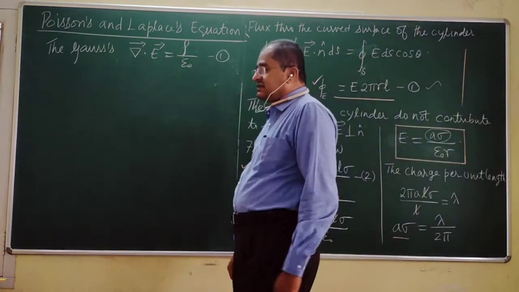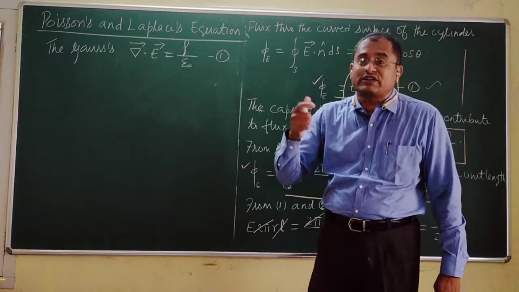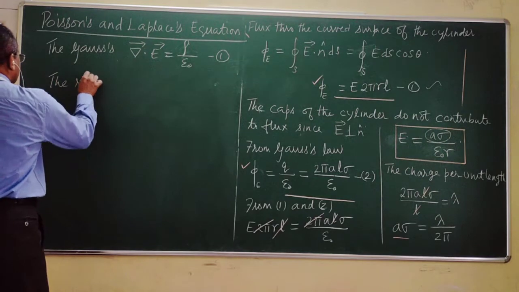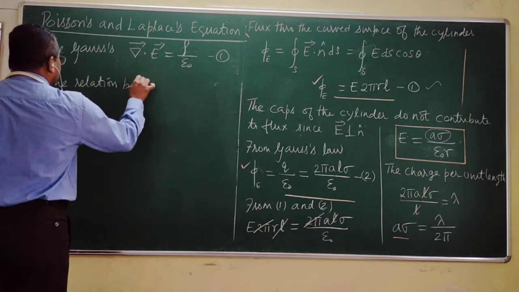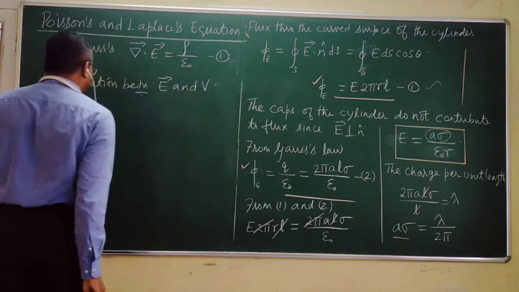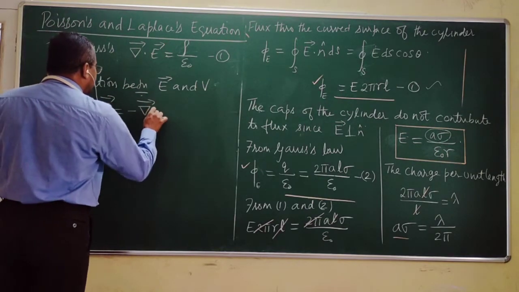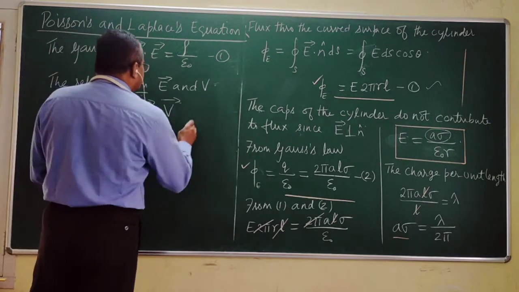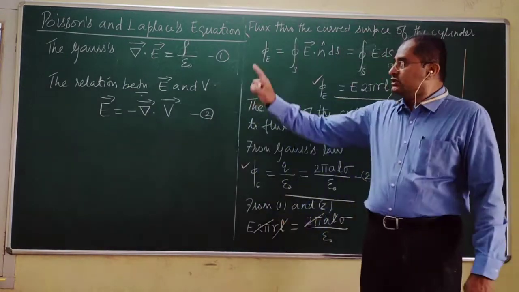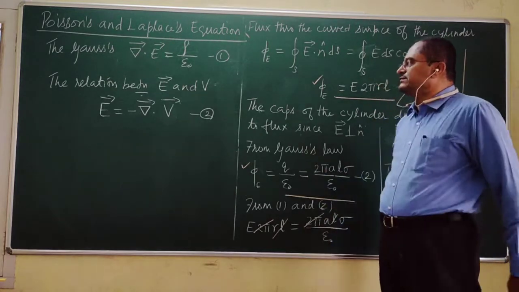And the next one is the relation between electric field and potential, the negative gradient of potential. What is that? E vector is equal to negative gradient of potential. These are the two equations which we are going to combine to arrive at the Poisson's equation and the Laplace's equation. What are we going to do?